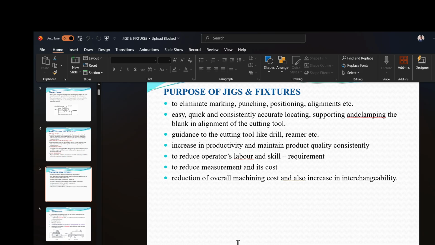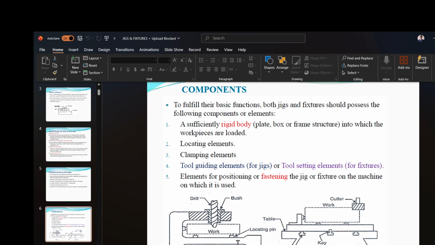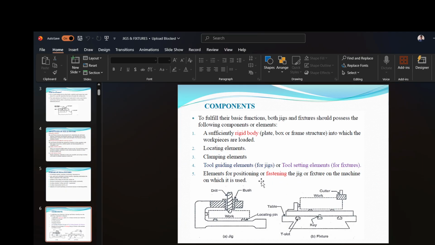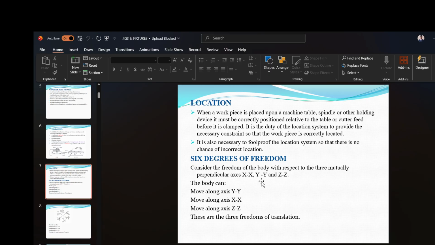So, purpose of the jigs and fixtures. This is the purpose, you can read and write all of this. And components of the jigs and fixtures. There are various components, so you can write down the components of the jigs and fixtures. Then location of the jigs and fixtures, so we can read it.